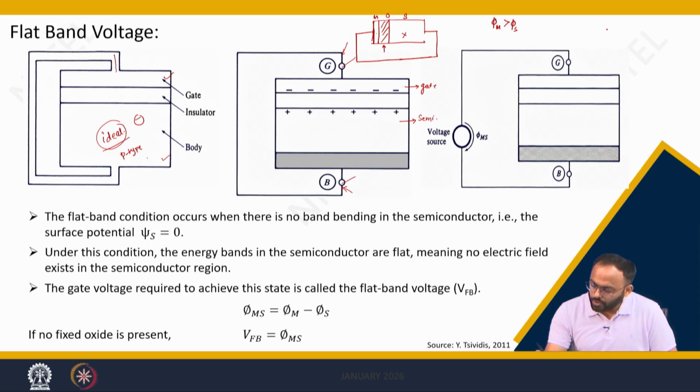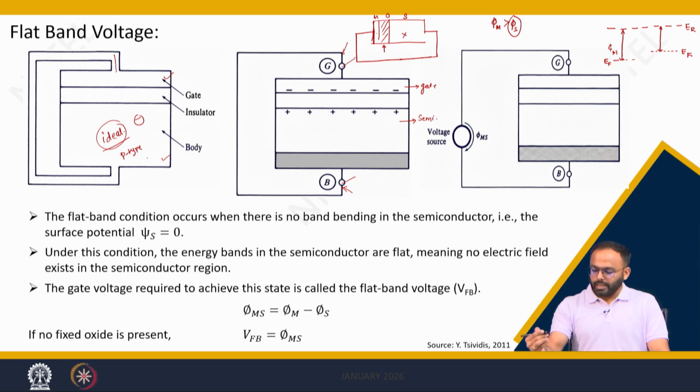If we go to our basic definition of work function, this is E_R, this is E_F, the Fermi level of metal, and this is phi m, right. Here we are saying the work function of the semiconductor is smaller, it means this height. So, obviously, the Fermi level will be higher than the Fermi level of the metal. If this is phi s, what will happen? There will be a charge transfer from the semiconductor to metal.